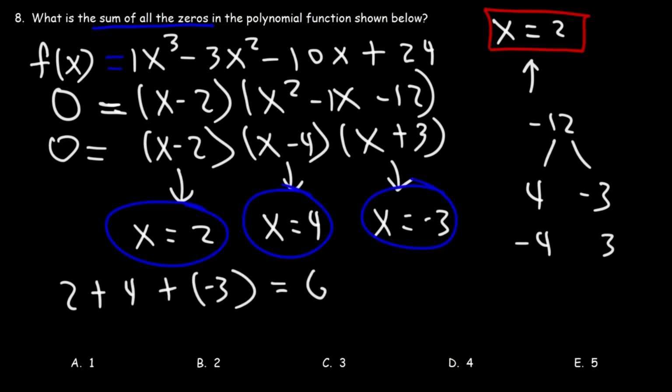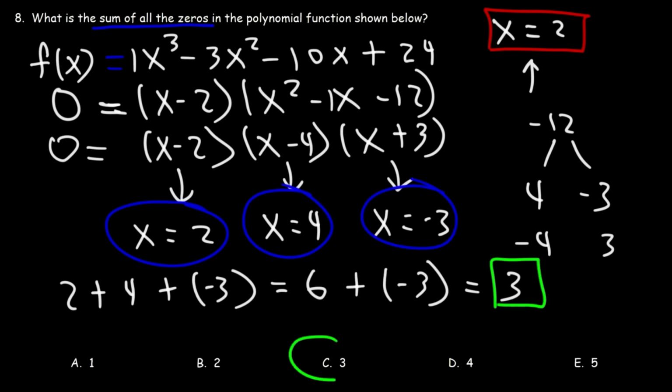2 plus 4 is 6. 6 plus negative 3 is positive 3. So this is the final answer. Answer choice C.